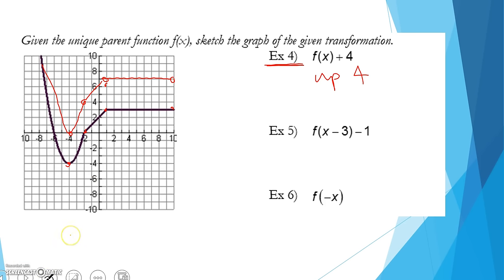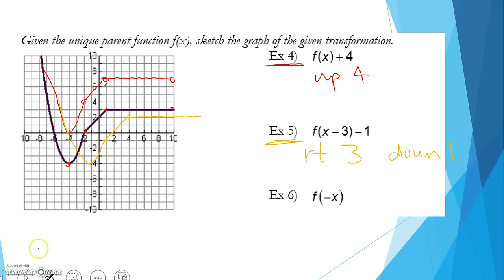All right, now the second one is asking me to move it to the right 3 and down 1. So I'm going to take each of those original points and move it right 3, 1, 2, 3, and down 1. So right 1, 2, 3, down 1. And this one will go off the graph a bit. It'll be right here. Okay, then I connect it again in a way that it looks like my original function.